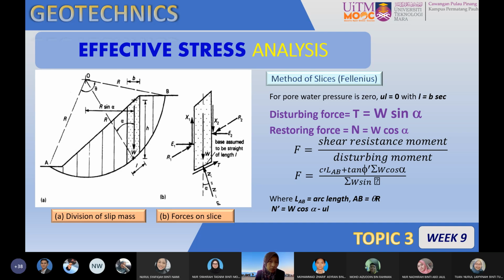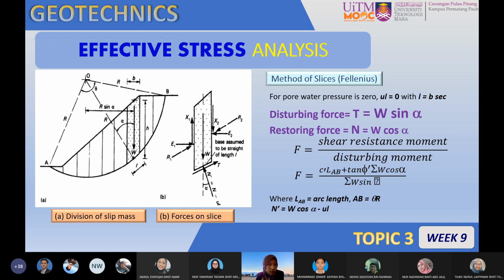Okay, this is how the deriving of Fellenius is done using the method of slices. When we take the considerations for Fellenius, you can now see the effect of the pore water pressure U. So at above here, you can see that the pore water pressure is 0, for example, UL is equal to 0. So what is the L?